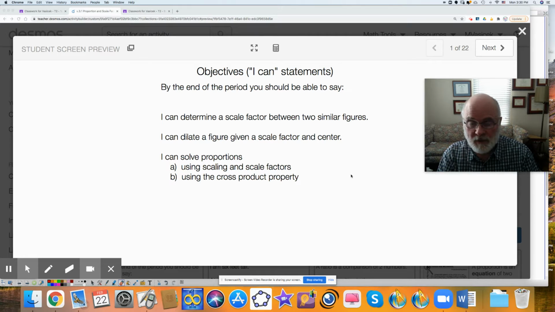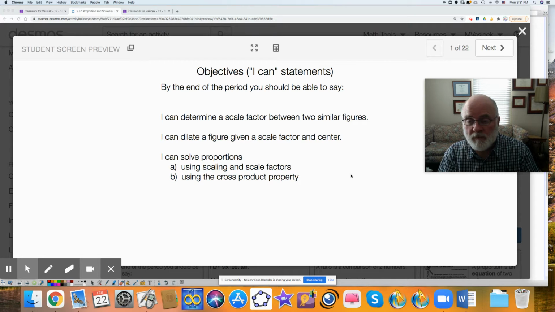So in this first unit, we're going to be looking at proportion and ratio. And by the end of the period, you should be able to say, I could determine a scale factor between two figures. I can dilate a figure given a scale factor in its center, and I can solve proportions using scaling and scale factors or using the cross product property.